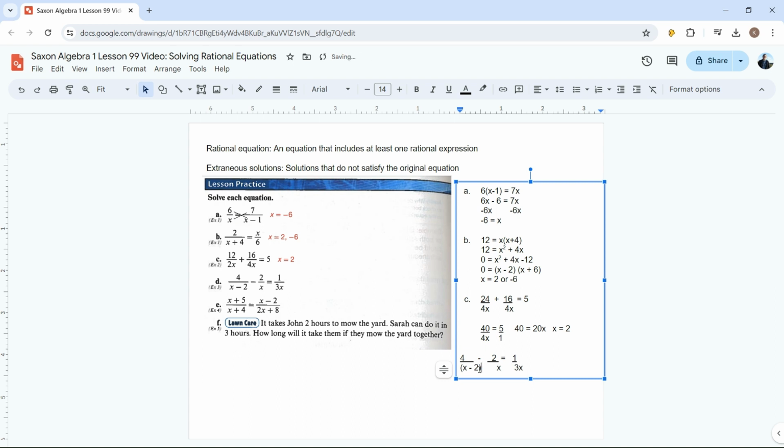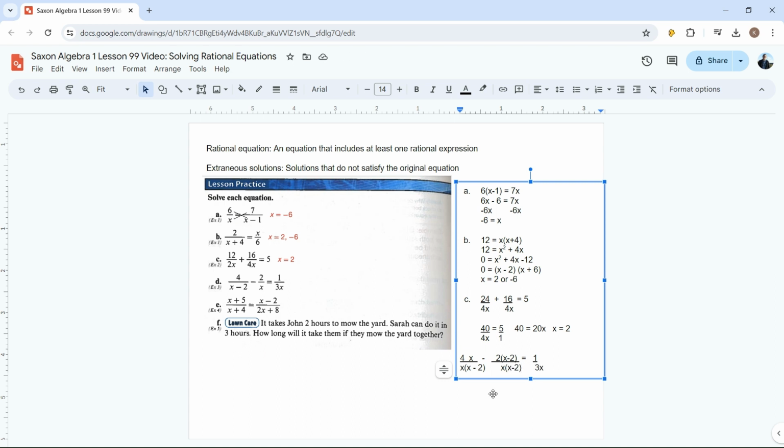And notice that I have a factor of x minus 2 on the bottom of this fraction, a factor of x. There's no way for me to get the same factor on the bottom except to multiply those together. So I'm going to multiply the first fraction by x over x. That gives me 4x over x times x minus 2. I need to multiply the second fraction by x minus 2 over x minus 2.